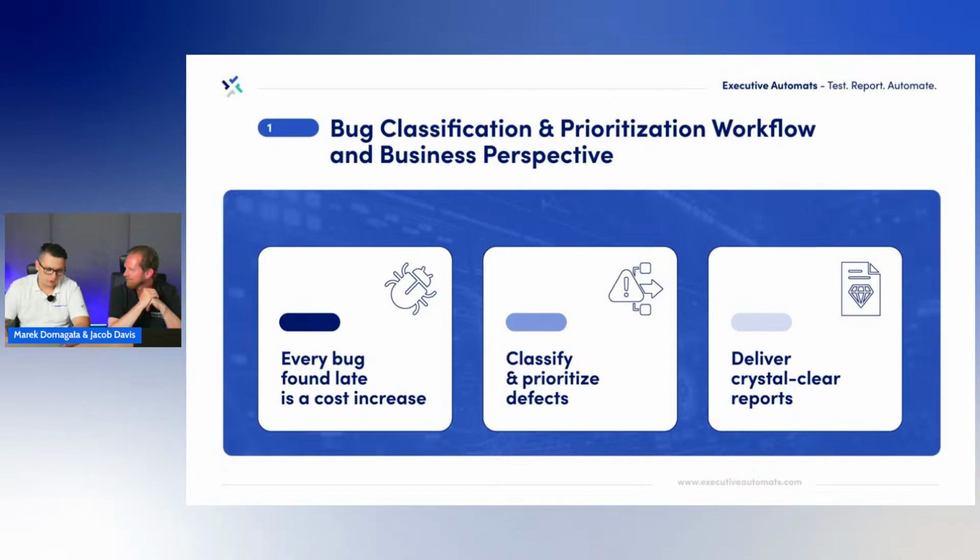With the help of Executive Automats, you can find many kinds. I will just give some examples of the few that are maybe frequently found. We focus here in Executive Automats mostly on functional defects, which indicate that a functionality or feature doesn't work as intended, as it's specified.